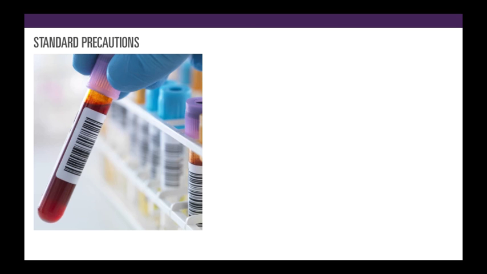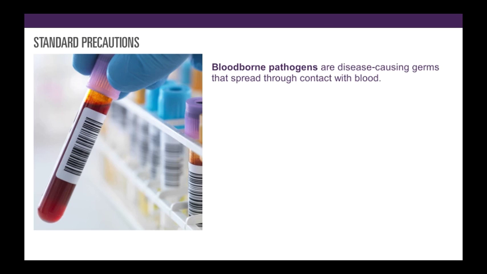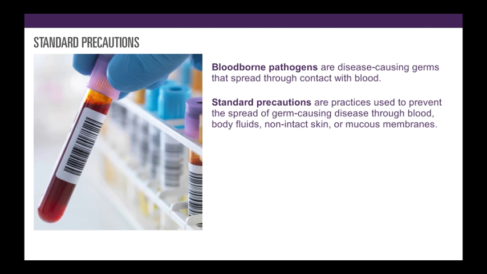In addition to infections, it's possible you could be exposed to blood-borne pathogens. Blood-borne pathogens are disease-causing germs that spread through contact with blood. For this reason, you must always use standard precautions if you think you will come into contact with the consumer's blood or body fluids. Standard precautions are practices used to prevent the spread of germ-causing disease through blood, body fluids, non-intact skin, or mucous membranes. They are used in addition to infection control practices.